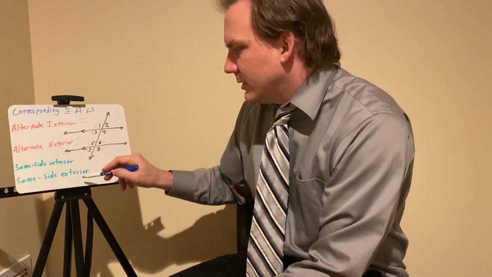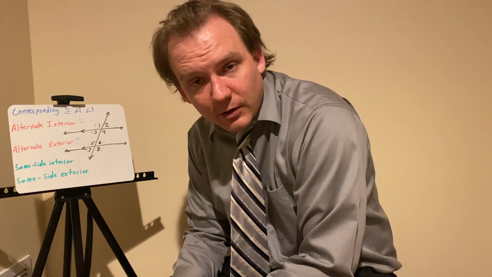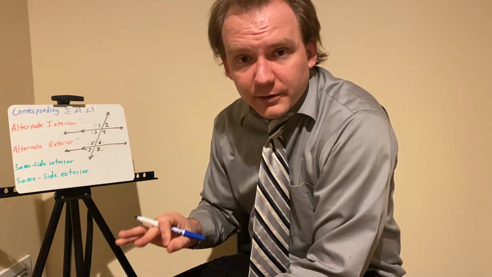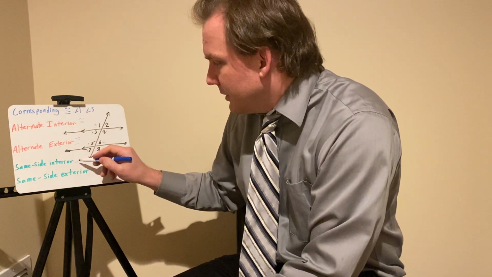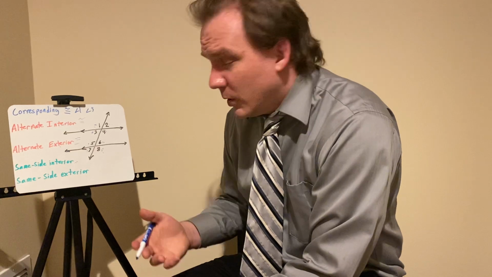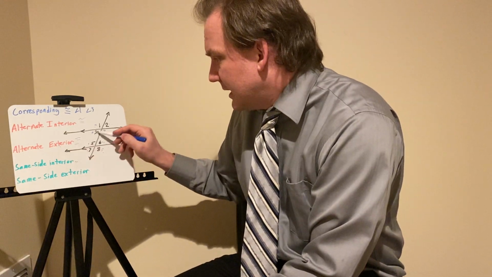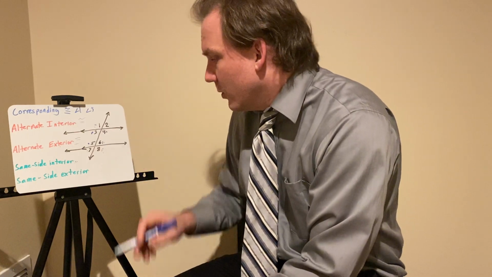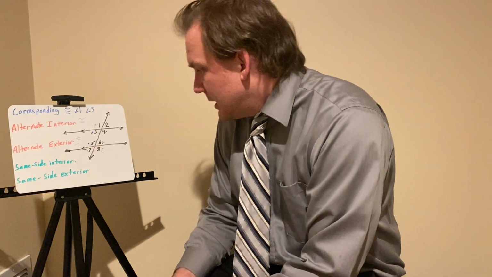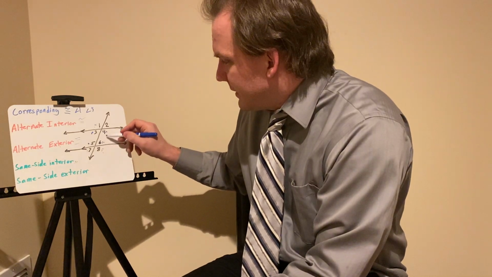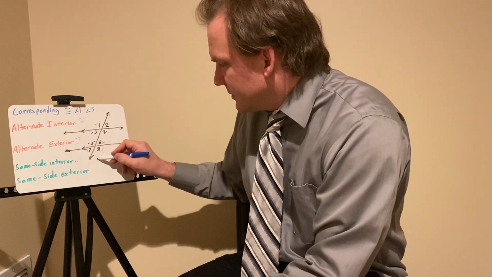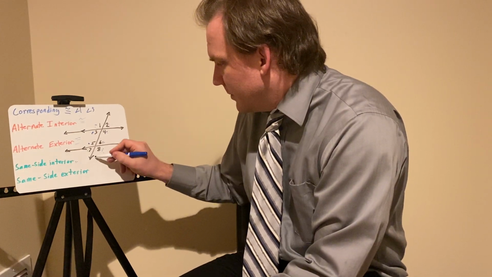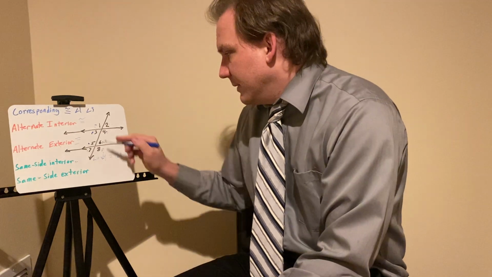Now, same side interior and same side exterior, we are no longer talking about congruent angles. We are talking about supplementary angles. Supplementary is when they add to 180. So again, you're looking at the same side of the transversal and inside. So 3 and 5, 6 and 4. Those are same side interior. And when you add these together, they equal 180. So the measure of angle 6 plus the measure of angle 4 equals 180 degrees, and the same for angles 3 and 5.